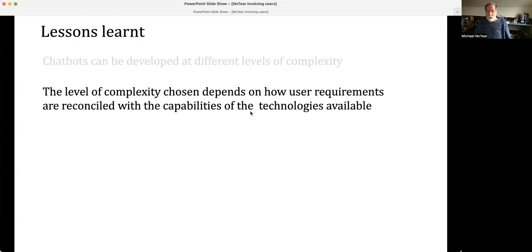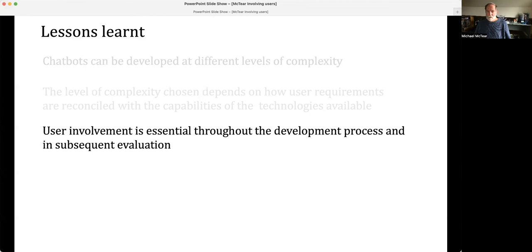Then we found that we have to resolve conflicts between user requirements, what users expect and would like, with the capabilities of the technologies available. User involvement is essential throughout the development process and in the subsequent evaluation. This was particularly useful both in planning the project in advance and then in determining to what extent we have been successful.